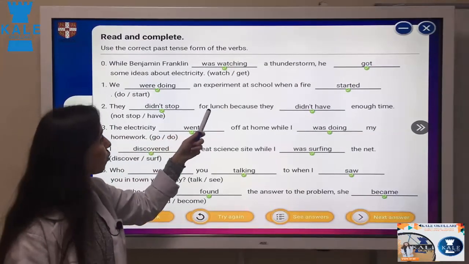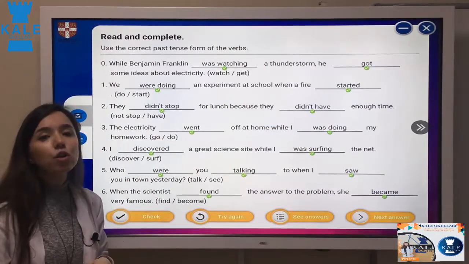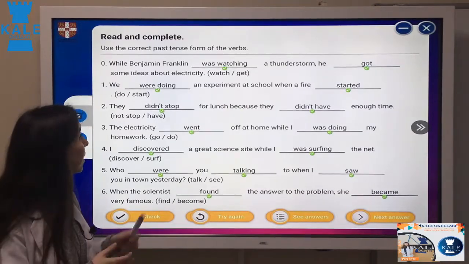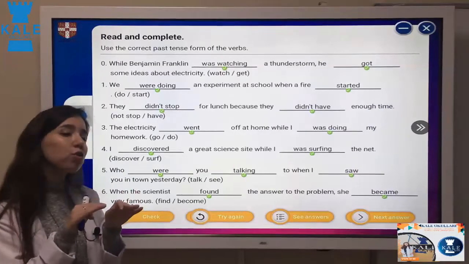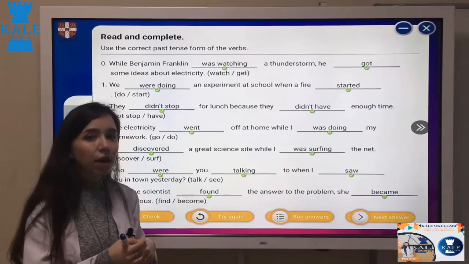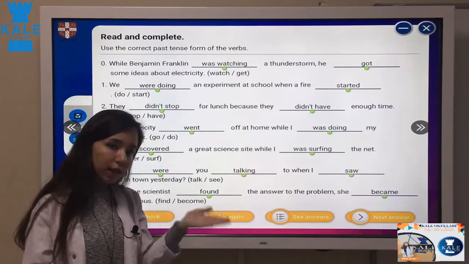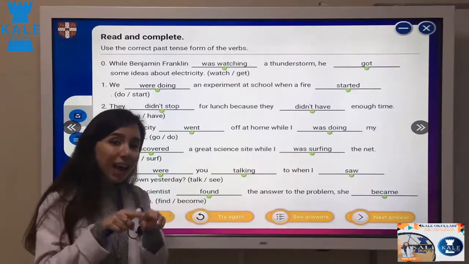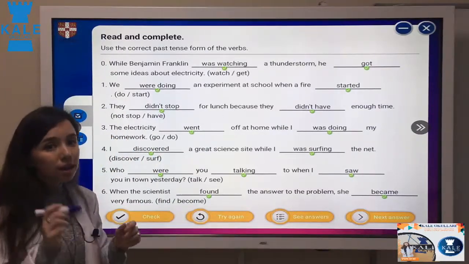They didn't stop for lunch because they didn't have enough time. Maybe in this sentence you are going to ask why here we use past simple for both. Because both actions happened at the same time or so close to each other. Look here. They didn't stop for lunch because they didn't have enough time. Both actions happened at the same time. Yes, they didn't have enough time, so they didn't stop for lunch. Because the actions happened at the same time, for both of them we use past simple, not continuous.